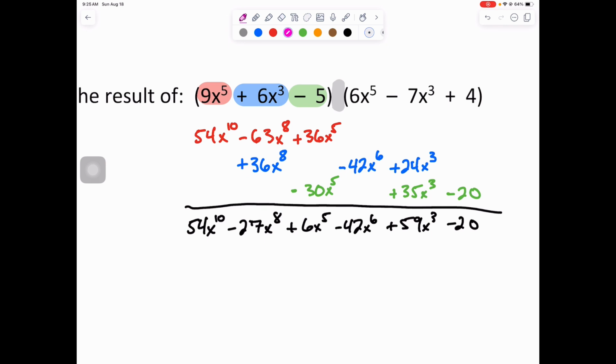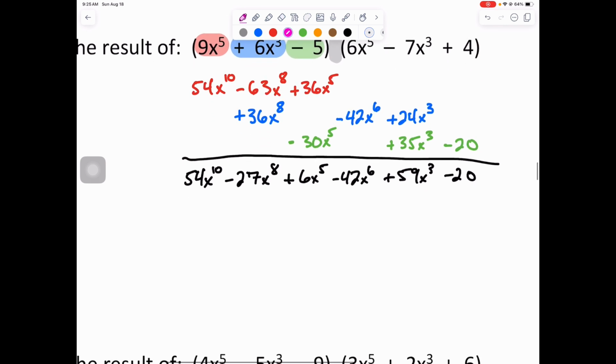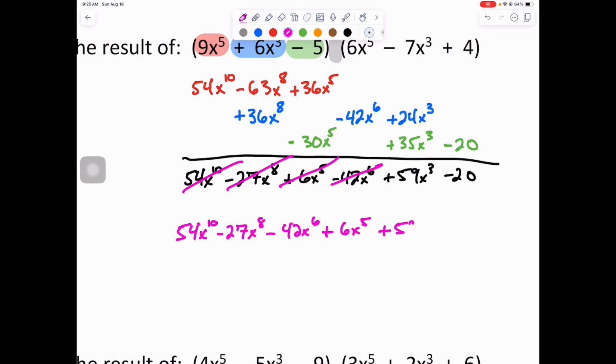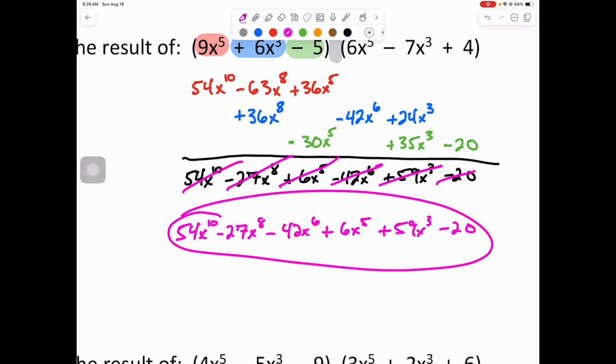All right, if you don't see your answer or if you're unsure, please again organize your answer. So it'll be 54x to the 10th minus 27x to the 8th minus 42x to the 6th plus 6x to the 5th plus 59x cubed minus the 20, and that will be your final answer in case it's open response.